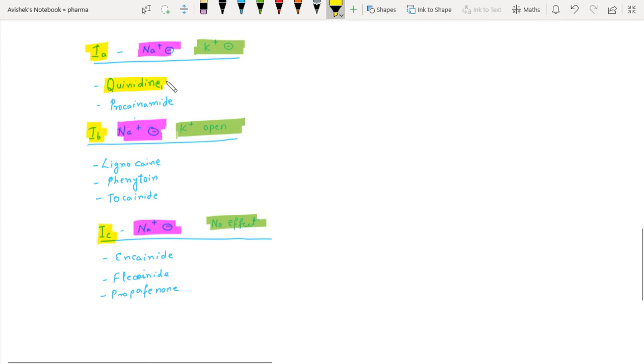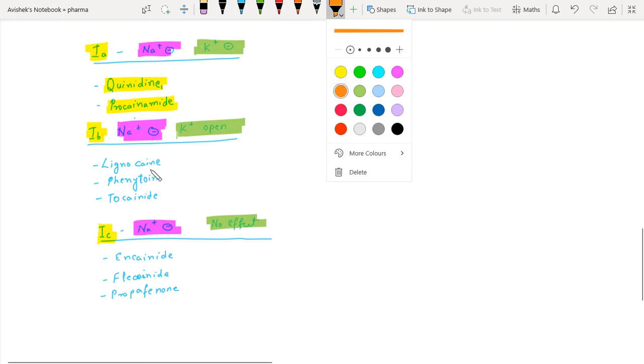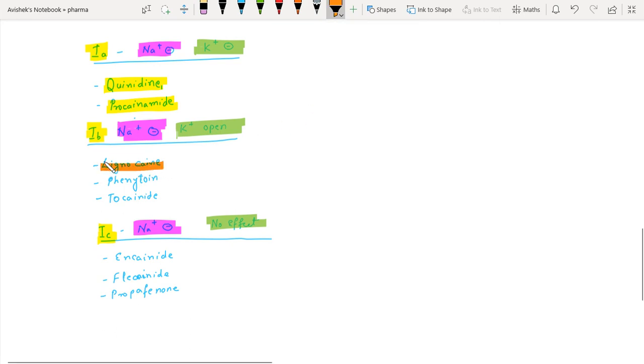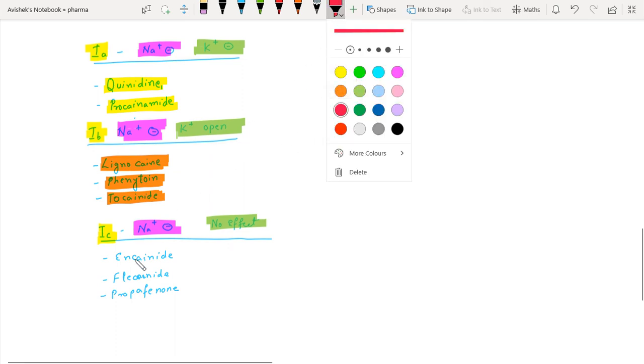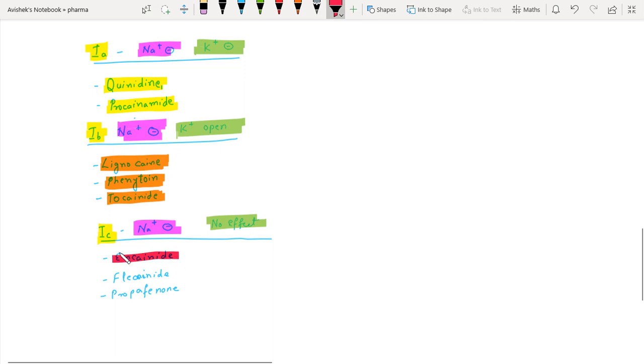So now 1A is quinidine and procainamide. Class 1B is lignocaine, phenytoin, tocainide. And 1C, encainide, flecainide and propafenone.